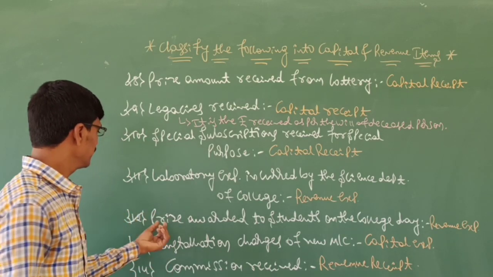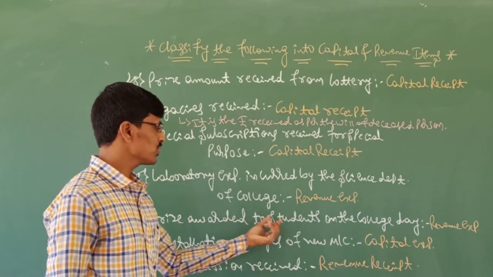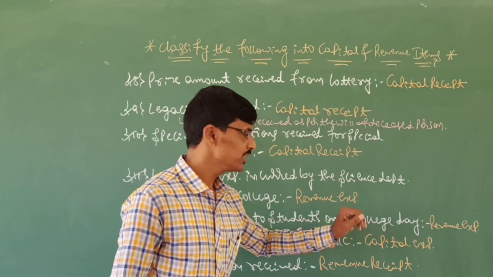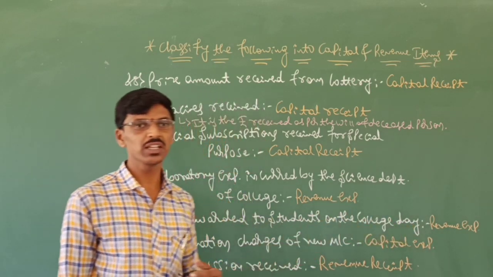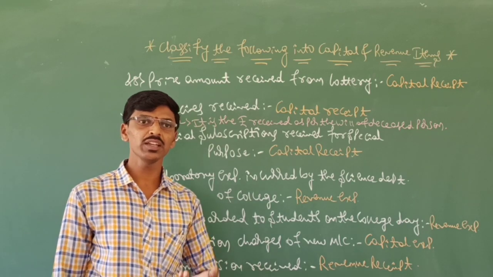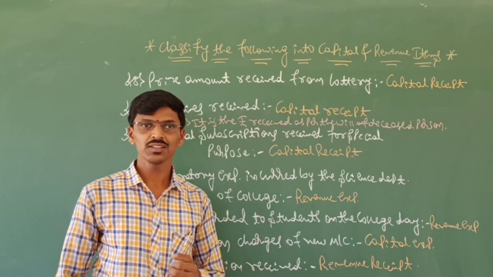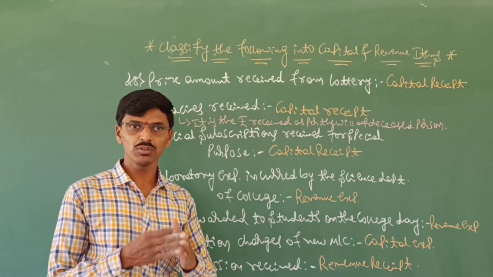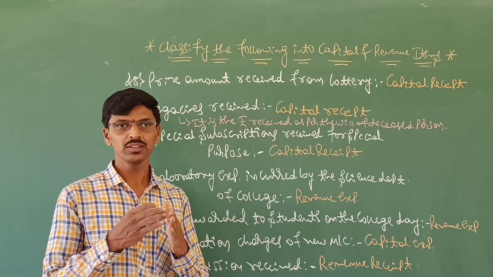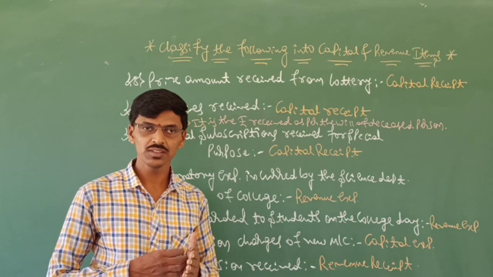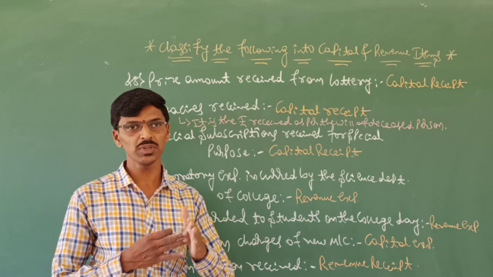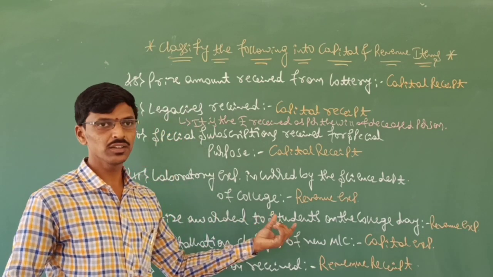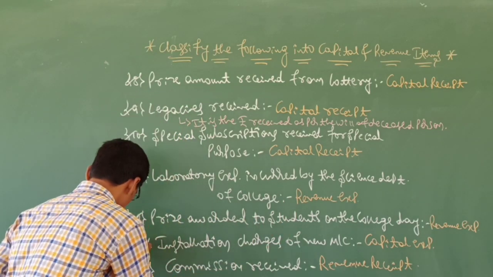Then 12th is prize awarded to students on the college day. That is a revenue expenditure because the college day is organized every year. On that day the college gives prizes to the toppers of the college. That is why it is a revenue expenditure.